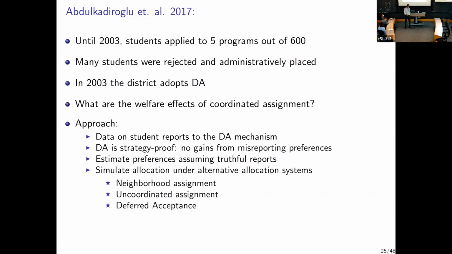And then, once you have the preferences, you can simulate what would happen under alternative allocation systems. One is a very simple neighborhood assignment. You get placed in a school that is in your neighborhood. That's it. No ability to choose whatsoever. Another one is an uncoordinated assignment that tries to simulate what was happening before 2003, where people only had to rank 3 and didn't know what was going to happen, and also deferred acceptance.